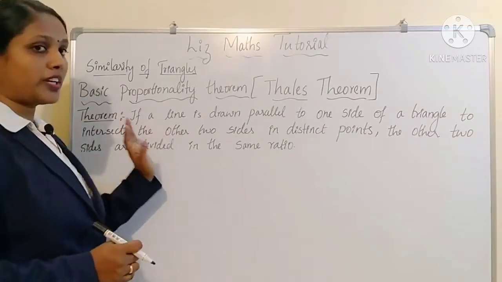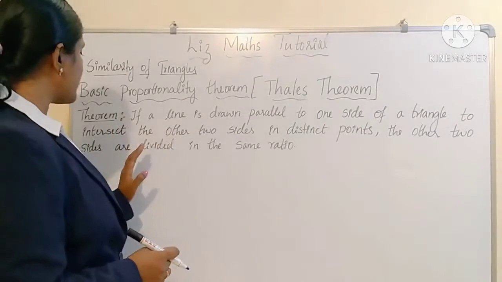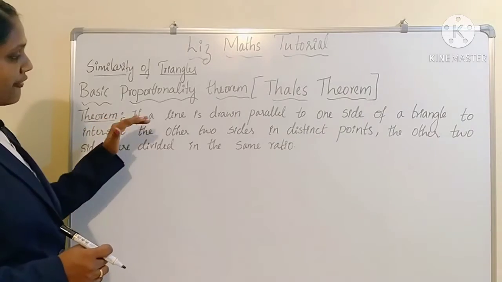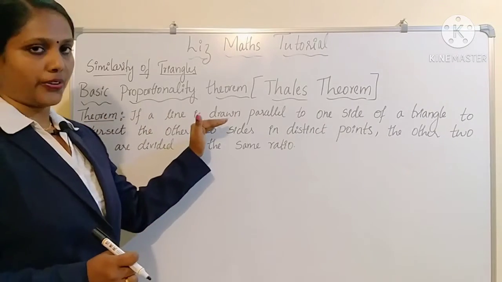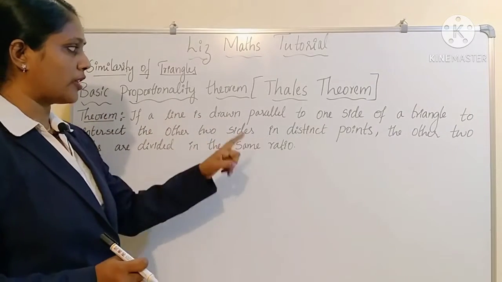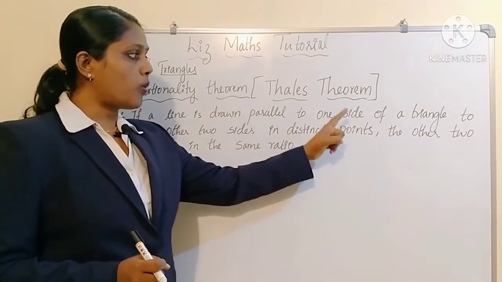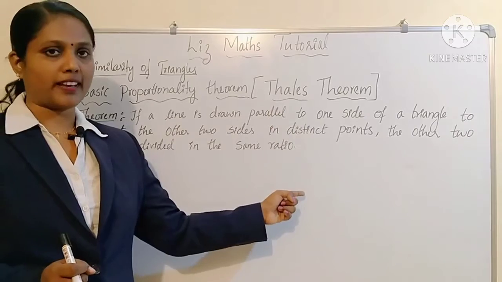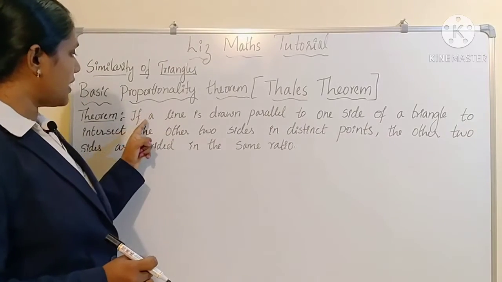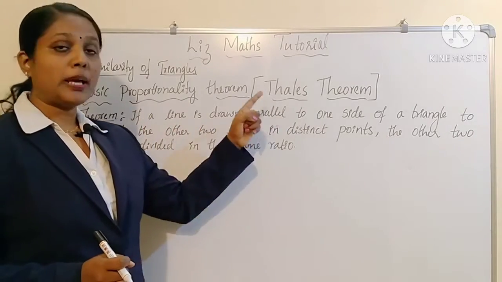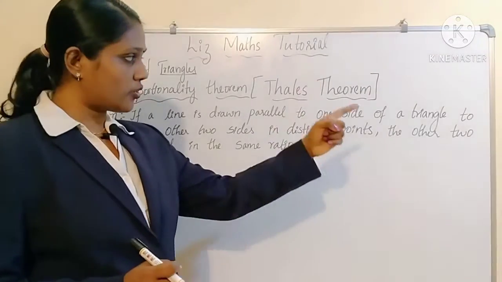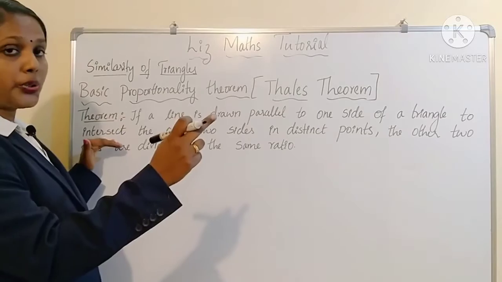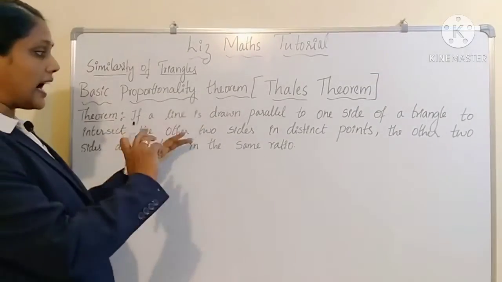The statement is very important. So see what the theorem says. If a line is drawn parallel to one side of the triangle, so first you should have a triangle, isn't it? Then a line is drawn parallel to one side of the triangle, and it should be drawn to intersect the other two sides.